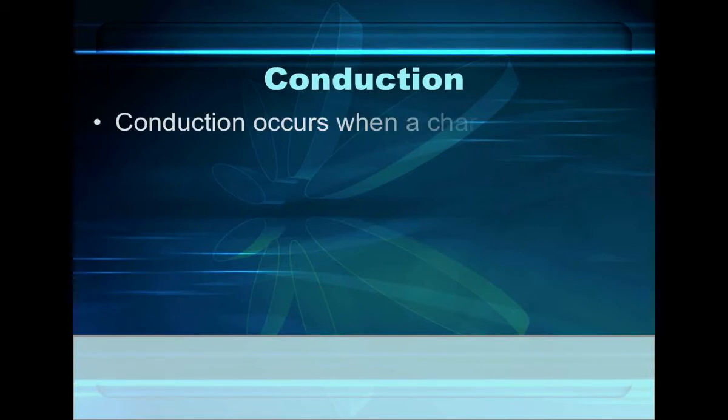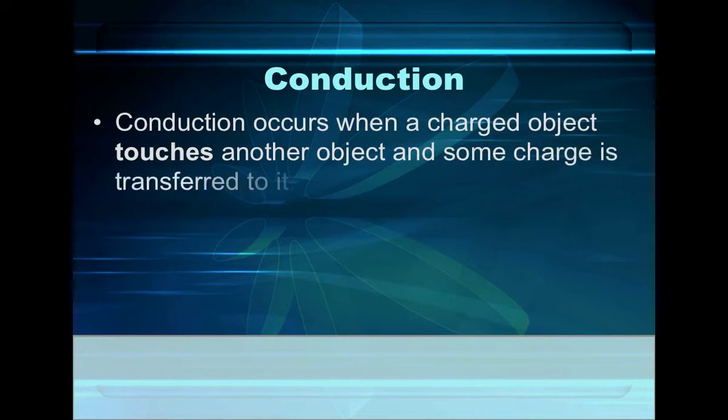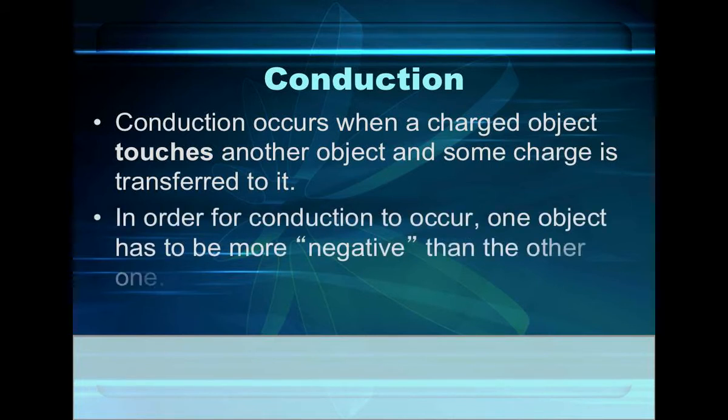Okay, so we're going to take a second and go in depth with that first charging method, which is conduction. Conduction occurs when a charged object touches another charged object, or it could be a charged object and a not charged object. But the idea, guys, is I have to have a charged object touching something. Actually, they could both be neutral, but we'll get there in a second. It's through touch. In order for this kind of traditional conduction to occur, one object has to be more negative than the other one.